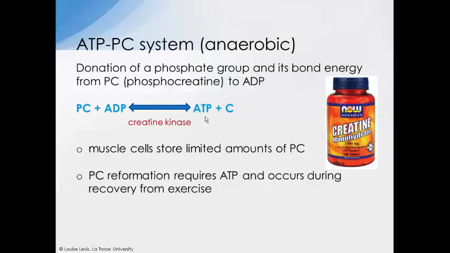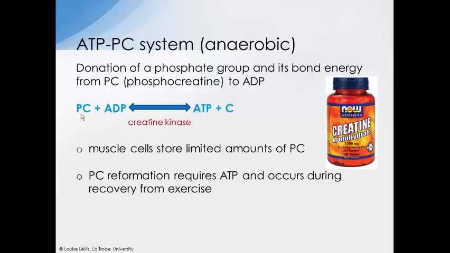So as mentioned on the previous slide, this pathway provides energy in the form of ATP for very short events lasting less than 5 seconds, and also at the very beginning of exercise. PC reformation requires ATP, so we'd be looking at the opposite direction here, and this occurs during recovery from exercise.